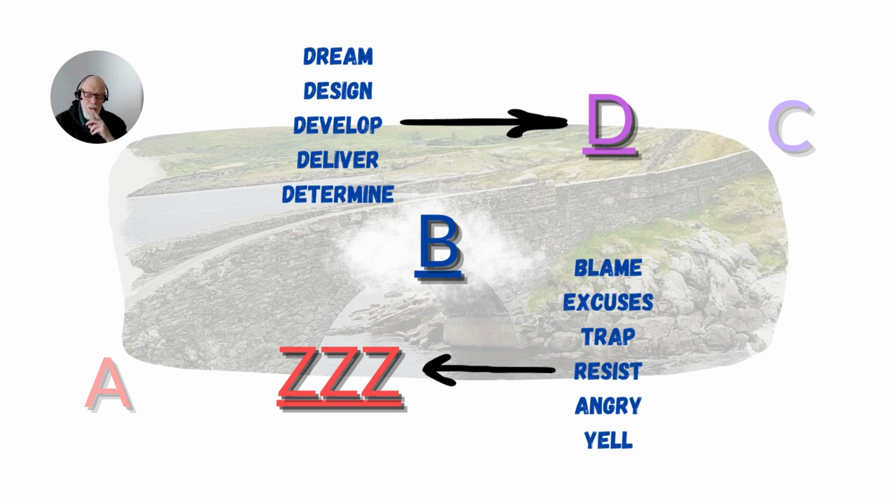And I went, okay, the Z's, sort of thinking about, I'm going to go to sleep. I'm not going to do what it is that I need to do. I'm going to take some Z's. This would be like blame or excuses, setting up a trap for yourself, resisting what's going on, getting angry, yelling, doing these kind of activities because you find yourself complacent or have doubt, and therefore you counter this movement along ABC.